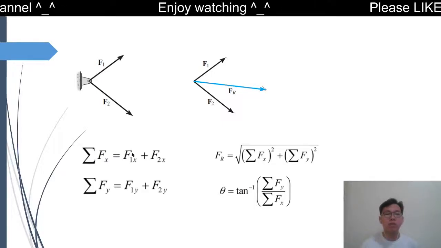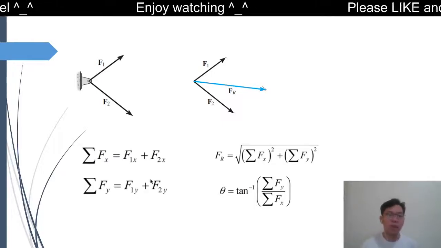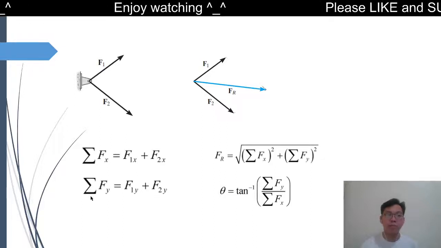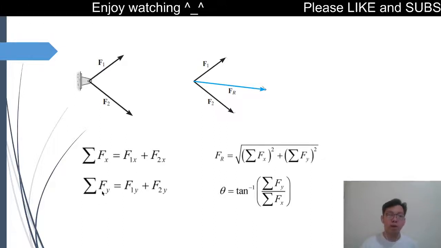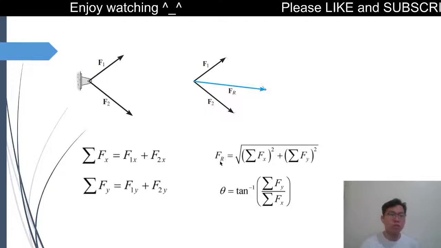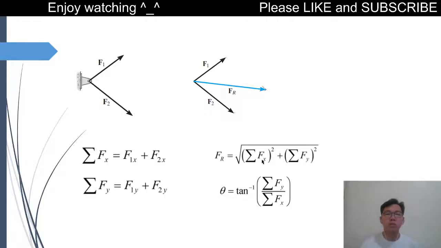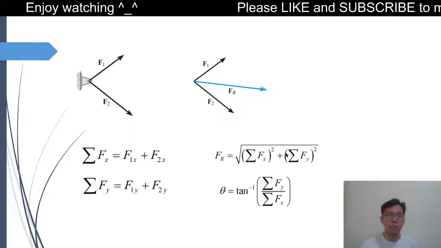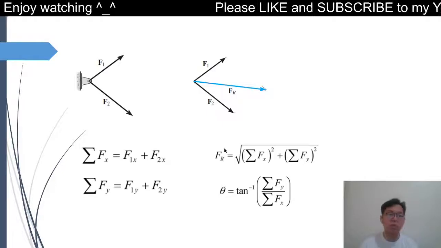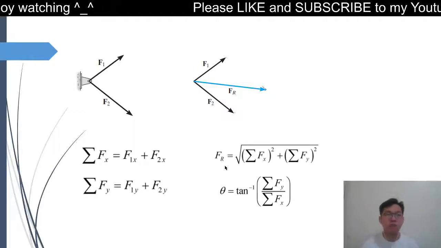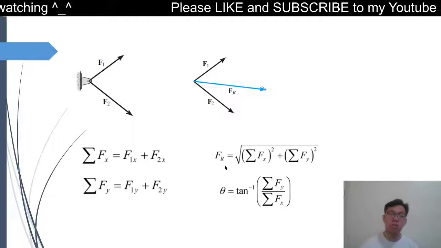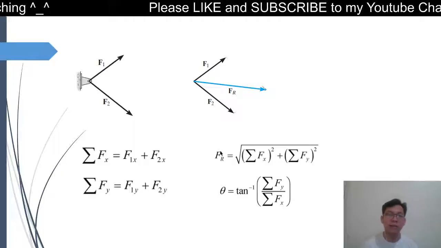Okay? So, same din. Kunin mo yung F1y. Tapos, kunin mo din yung F2y. And then, i-add mo lang. Meron ka ng summation ng Fy. Now, to solve for the resultant, square mo lang yung sum ng squares din ng Fx at saka Fy. So, meron ka ng resultant. And then, since vector yan, kailangan natin ng magnitude, which is itong resultant na to. And then, kailangan din natin ng direction.